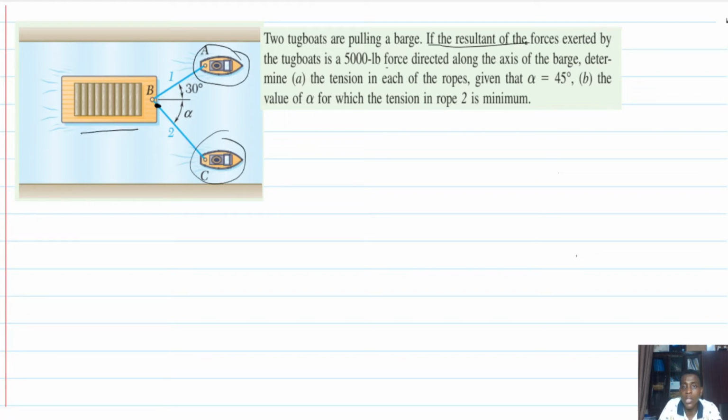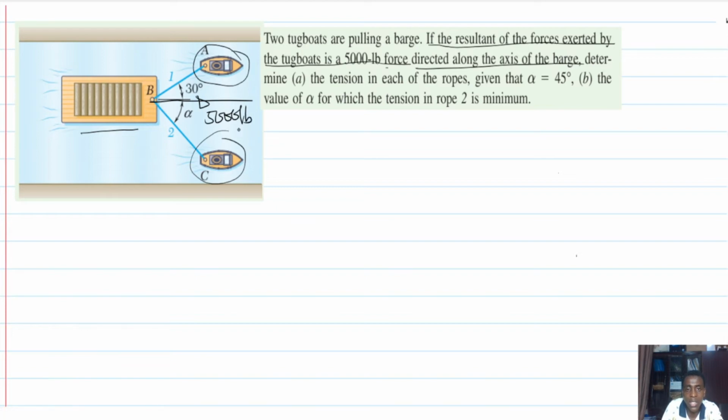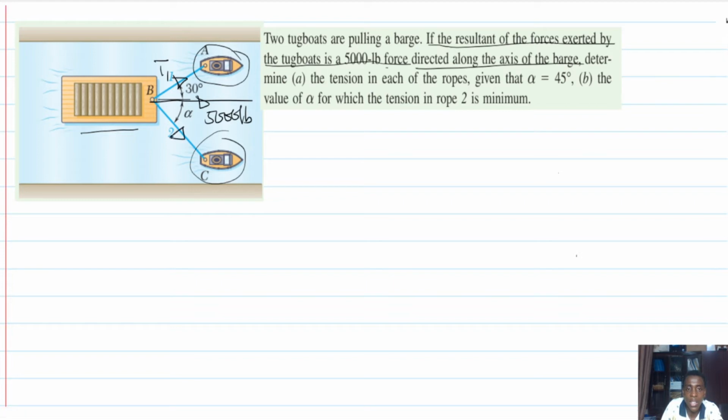If the resultant of the forces exerted by the two tugboats is a 5,000 pound force directed along the axis of the barge, the question is, A, we are to determine the tension in each rope. So find the tension in this rope. Let's call this T1, and then the tension here, let's call it T2. Given that alpha is 45, so this alpha here is 45.